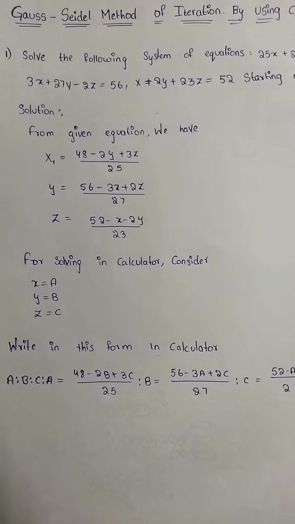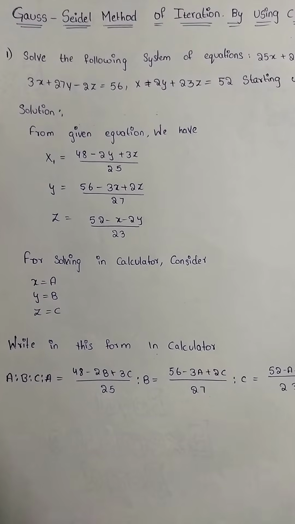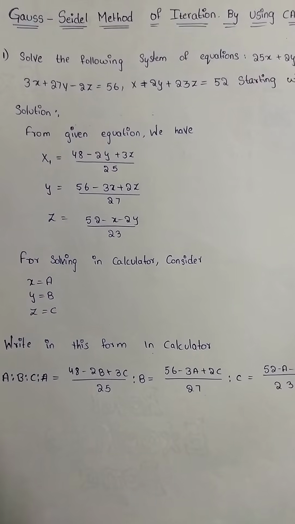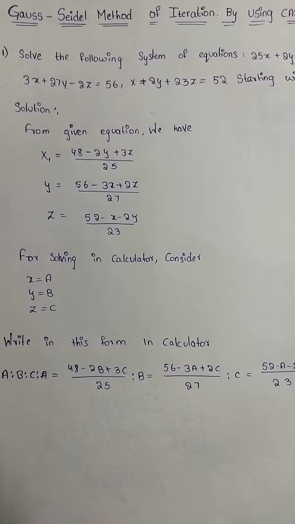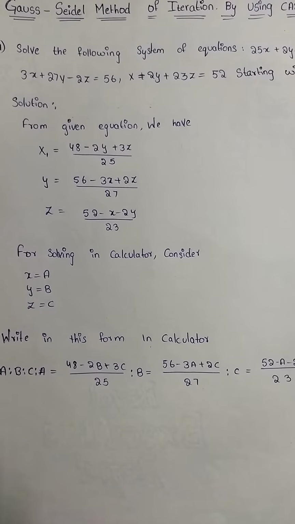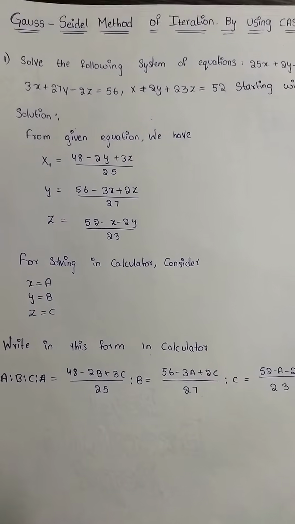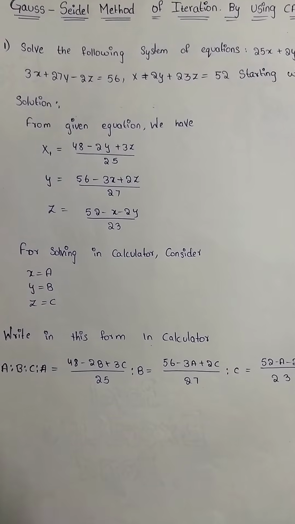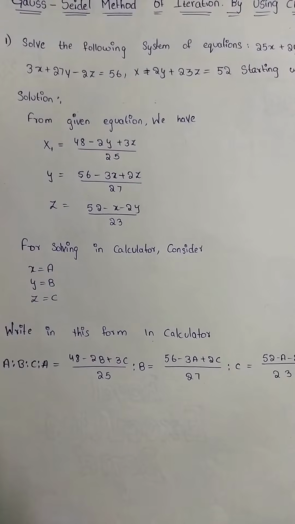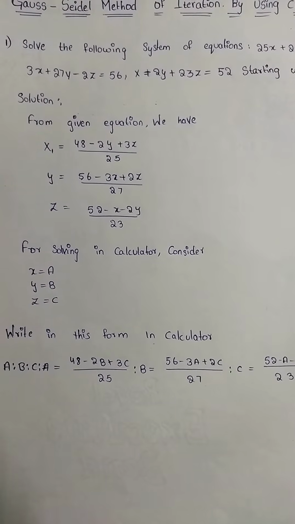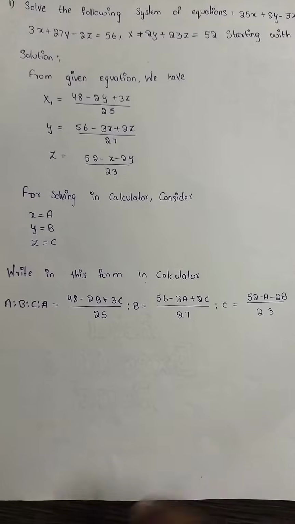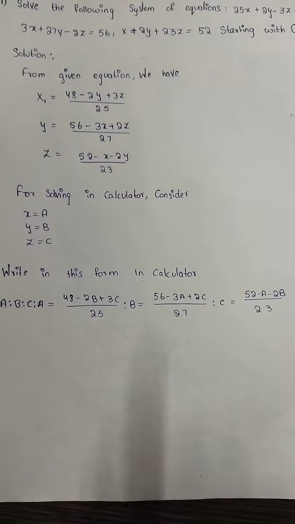Solution. For the given equations, we have x is equal to (48 minus 2y plus 3z) by 25, y is equal to (56 minus 3x plus 2z) by 27, z is equal to (52 minus x minus 2y) by 23. As we are solving this in a calculator, let us imagine x is equal to a, y is equal to b, z is equal to c. Substitute x, y values in the above three equations and write in this form. Now this form we need to type in the calculator.